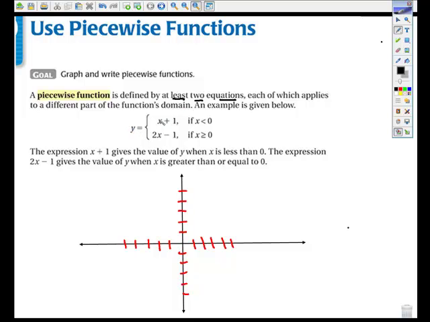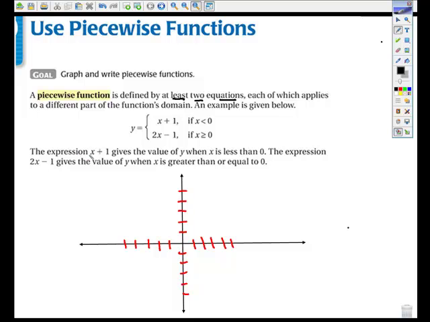We have y equals x plus 1 if the x values are less than 0. So if the domain is less than 0, then you use this function. And y equals 2x minus 1 if x is greater than or equal to 0. So less than 0 here, greater than or equal to 0, we use 2x minus 1.